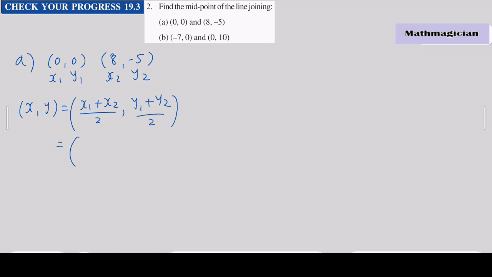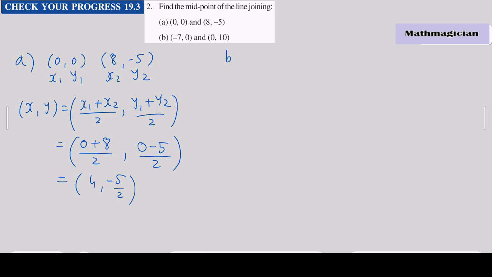Substitute the values. x1 is 0 plus x2 is 8 upon 2. y1 is 0, y2 is minus 5. So 0 plus minus 5 upon 2. So the answer is (4, -5/2).